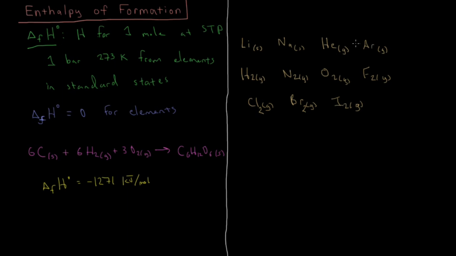The noble gases exist as monatomic gases, and pretty much everything else is going to exist as a solid for its standard state. So the enthalpy of formation for any of these compounds that I have listed here would be 0 because these are elements in their standard state.